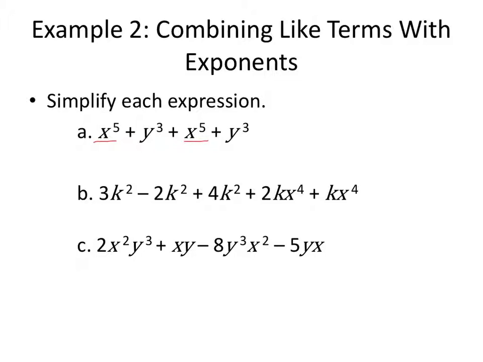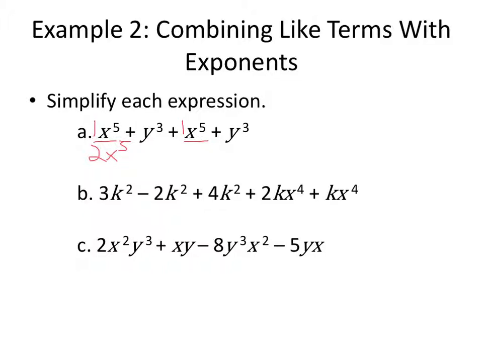So those have the same variables with the same exponents. So those are like terms. Now, what are your coefficients? Well, when you have a term with no number in front of it, your coefficient is understood to be 1. So each of these has a coefficient of 1. And if we add our coefficients, 1 plus 1 is 2. So that gives us 2x to the fifth.